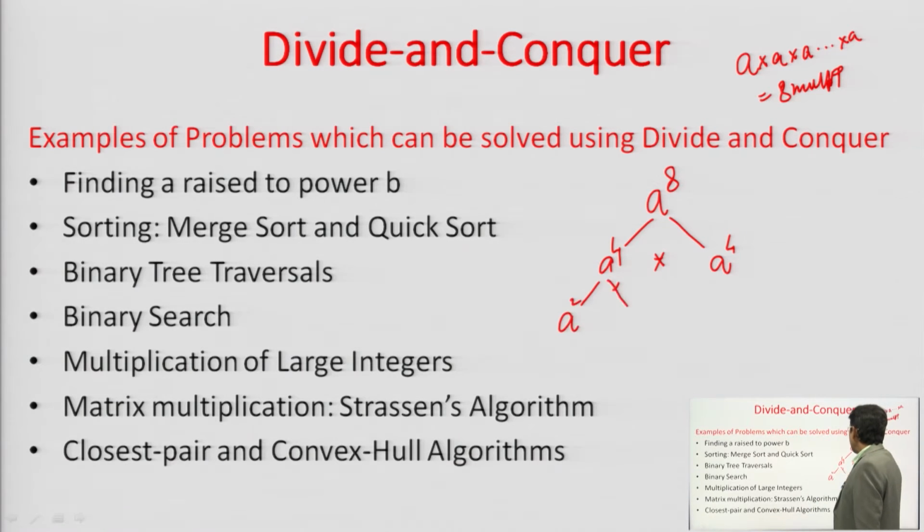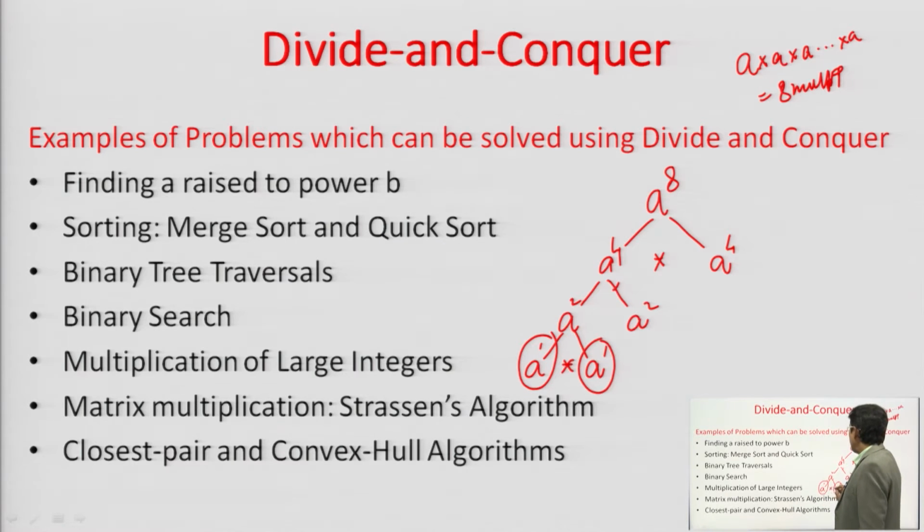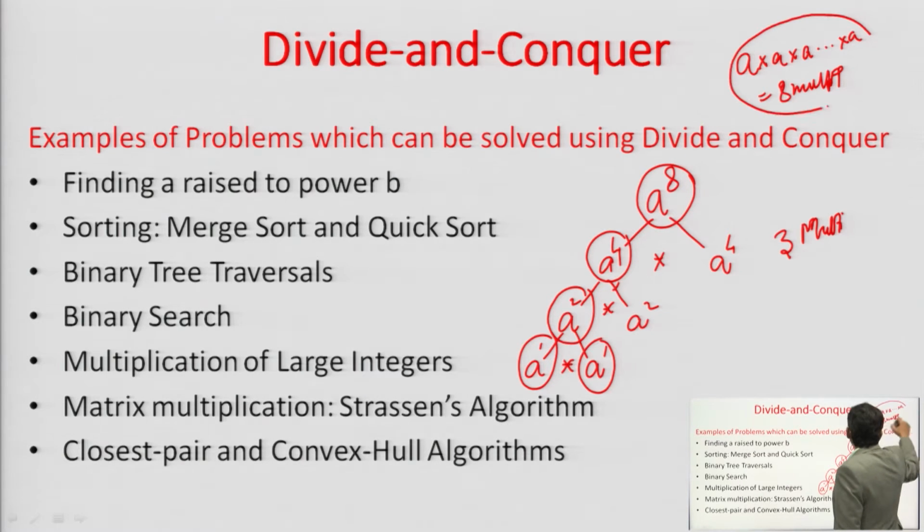Similarly, this can be divided into a square and a square, then a square can be divided into a and a, means a raised to the power 1 and a raised to the power 1. This will be a direct value. So, when we combine these two, we will get a value of a square. Finally, when a square is multiplied with itself, we will get a value of a raised to the power 4. Then a raised to the power 4 multiplied with itself gives a raised to the power 8. So, you can see that we require only 3 multiplications here in the place of 8 in the earlier case.